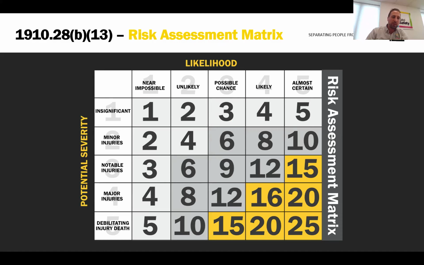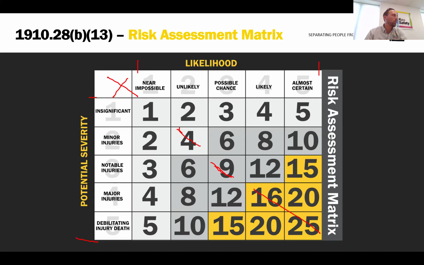In a risk assessment matrix, we rank the potential severity of an accident happening on a scale of 1 to 5, 5 being the worst, and we multiply that number times the likelihood of that accident occurring from 1 to 5, 1 being the lowest, 5 being almost certain that the accident will happen. Then we take our number and we get either a neutral, moderate, or critical risk rating.